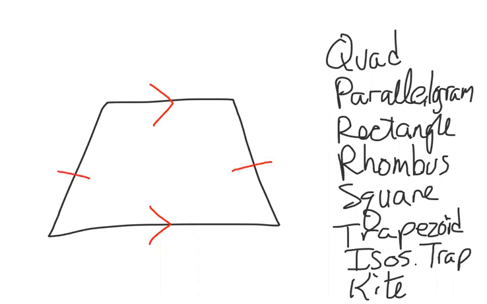What happens when I make these marks? Now what do I have? A rhombus? No. Yes, that's the isosceles trapezoid.